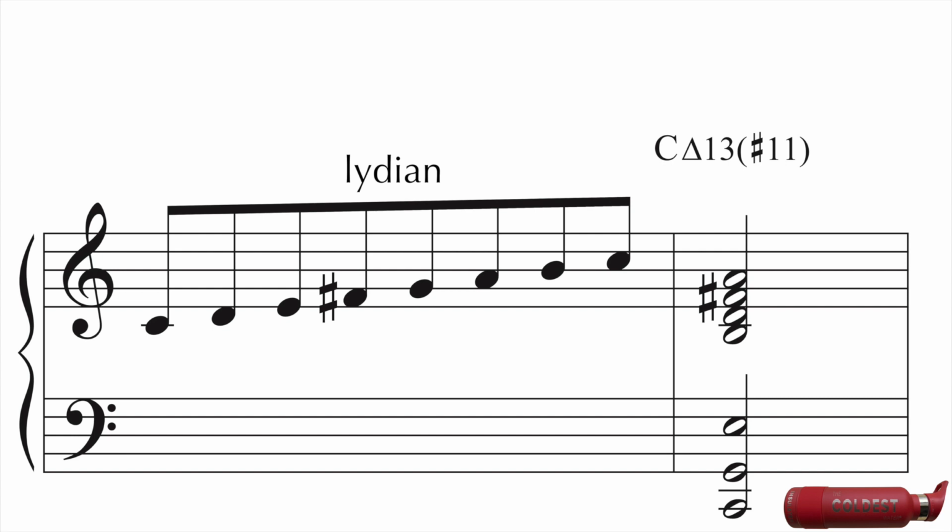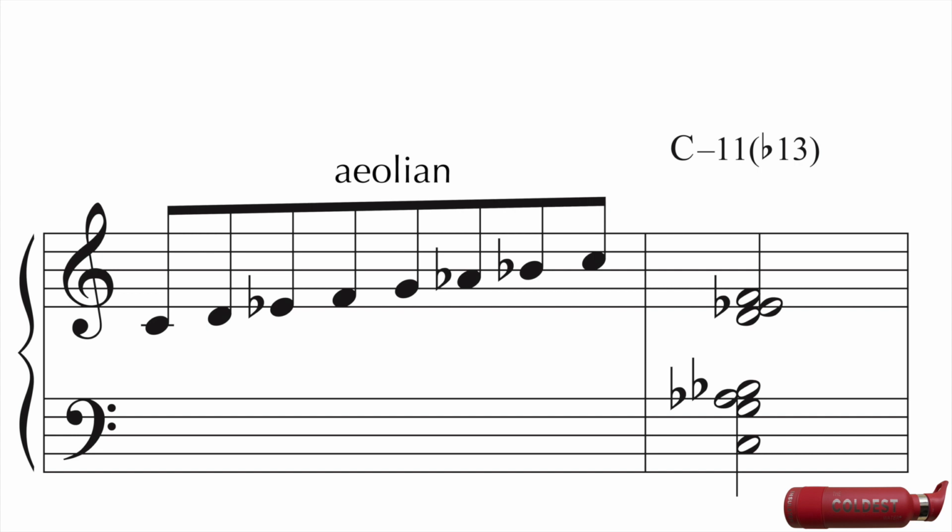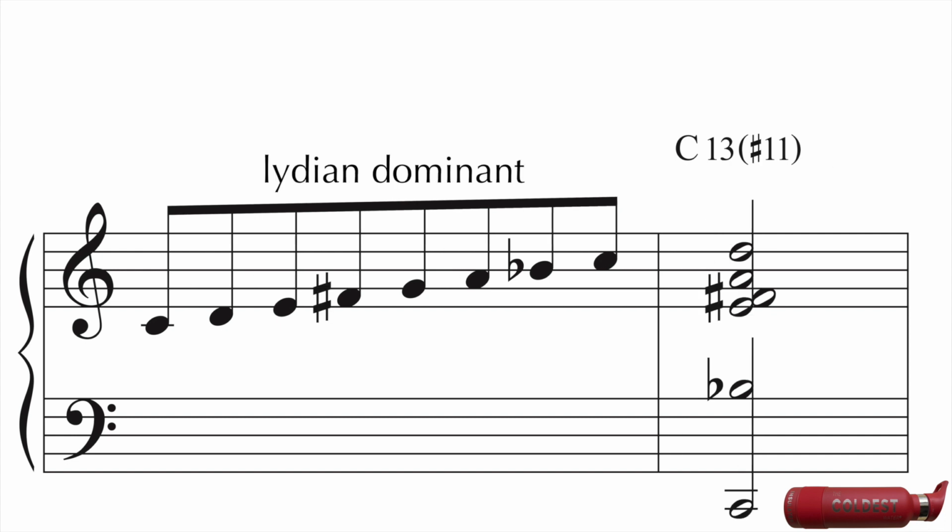The Lydian scale contains all the tones of a major 13 sharp 11 chord. The Dorian scale contains all the tones of a minor 13 chord. The Aeolian scale contains all the tones of a minor 11 flat 13 chord. The Phrygian scale contains all the tones of a minor 11 flat 13 flat 9 chord. The Lydian dominant scale contains all the tones of a dominant 13 sharp 11 chord.